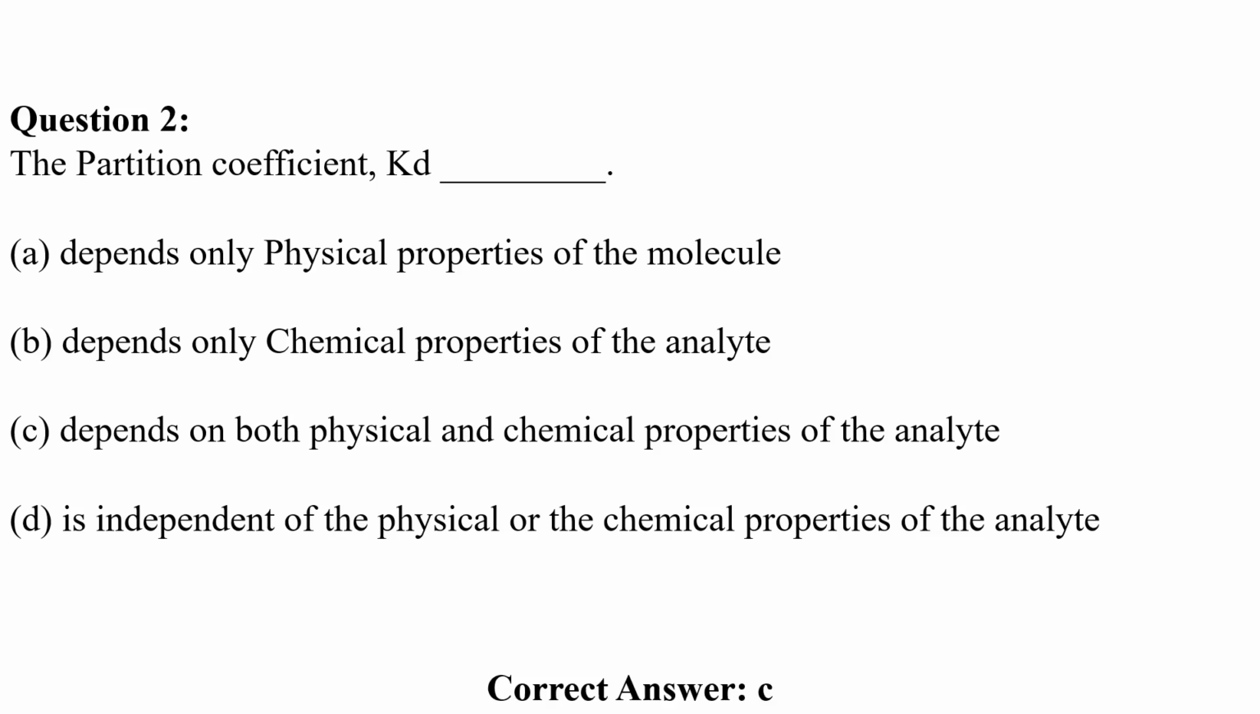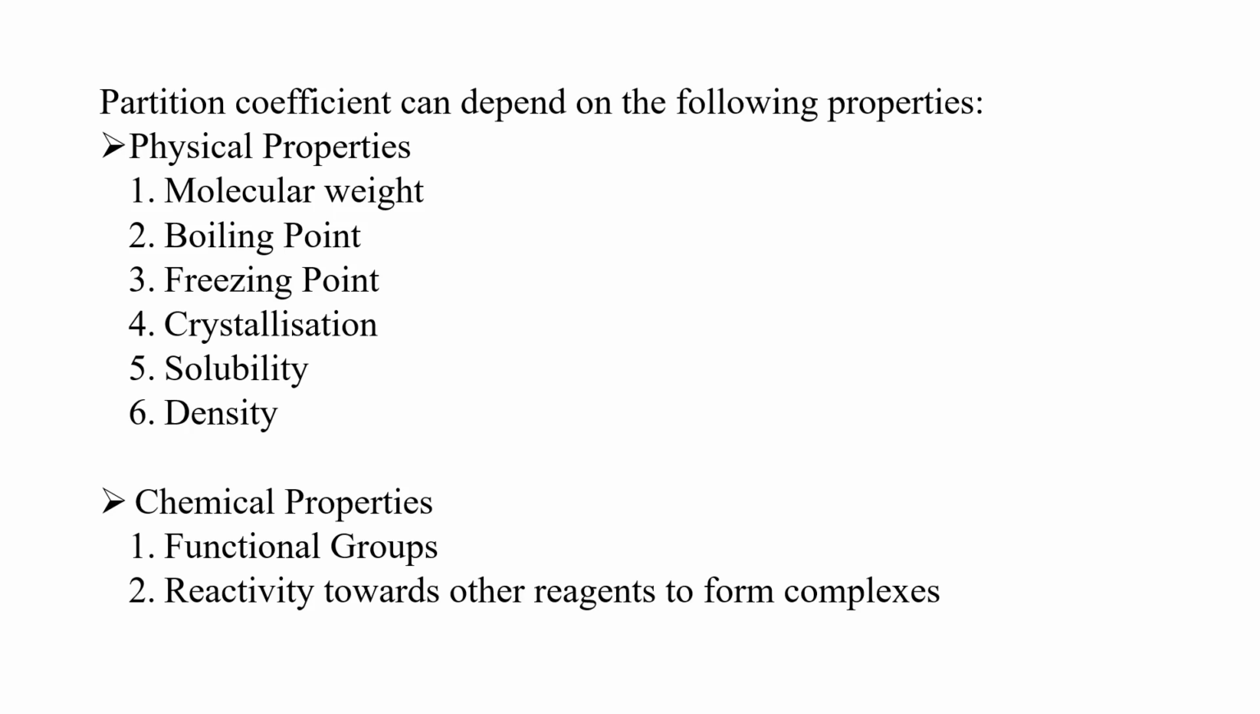So what physical and chemical properties are there? Let's see. We have different physical properties that can be utilized to separate two molecules. First is molecular weight. Let's say we have a mixture of two components, A and B. I want to separate the two of them and they have very different molecular weights. Okay, let's say A is 90 grams and B is 9 grams. So you can see there is a huge difference in their molecular weight.